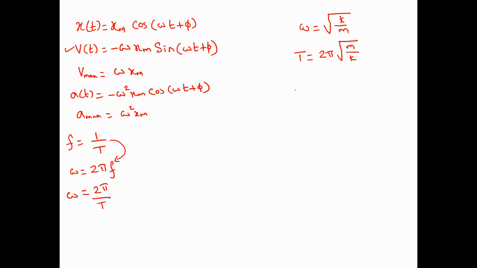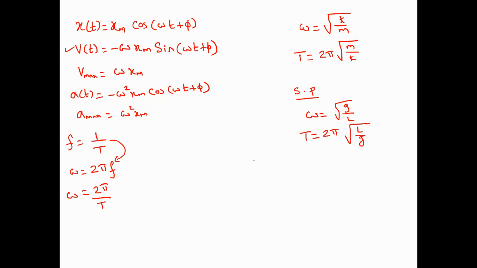Likewise, for simple harmonic motion of the simple pendulum, because we also studied the simple pendulum. Am I right? So what is your omega? Omega is equal to square root of g over L, and the time period for the simple pendulum is 2 pi square root of L over g.